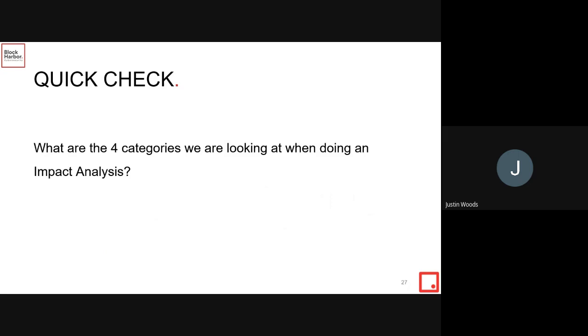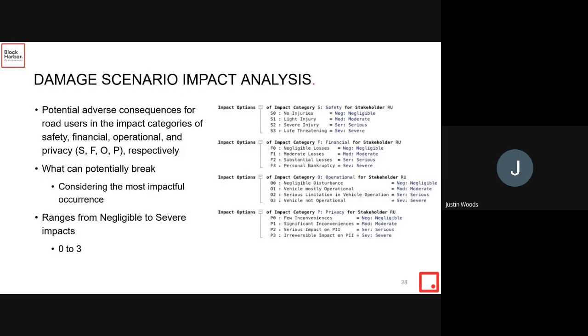So quick check here. I had mentioned some of them a little bit ago, but we haven't brought it up directly. What do you think are the 4 categories we were looking at when doing an impact analysis? SFOP. So potential adverse consequences for road users in the impact categories of safety, financial, operational, and privacy, respectively. That's what SFOP is, right?